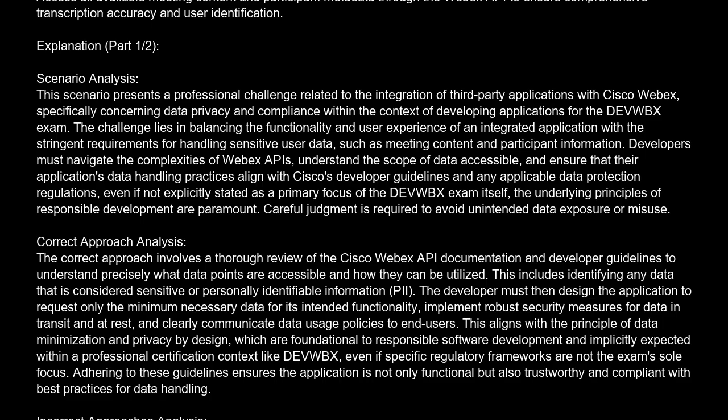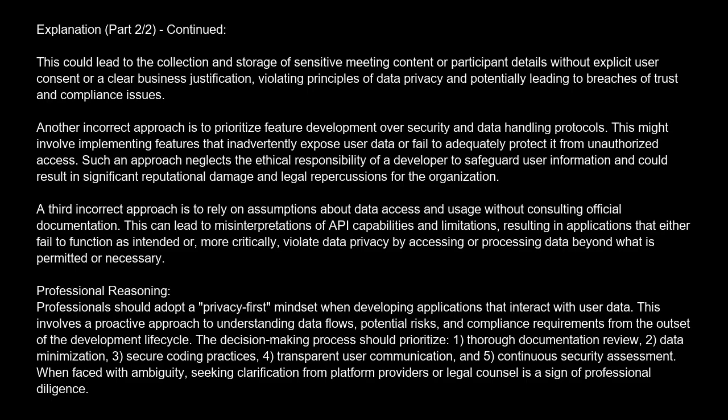One incorrect approach is to assume that all data accessible through the Webex API is freely usable without specific consideration for privacy. This could lead to the collection and storage of sensitive meeting content or participant details without explicit user consent or a clear business justification, violating principles of data privacy and potentially leading to breaches of trust and compliance issues. Another incorrect approach is to prioritize feature development over security and data handling protocols.